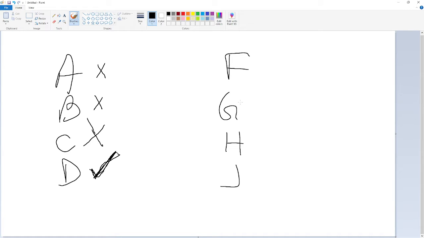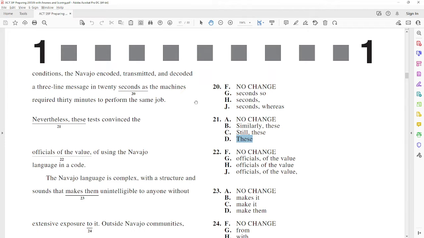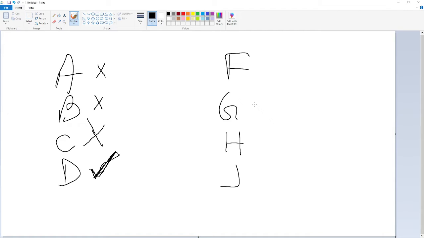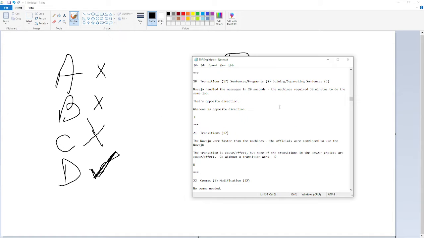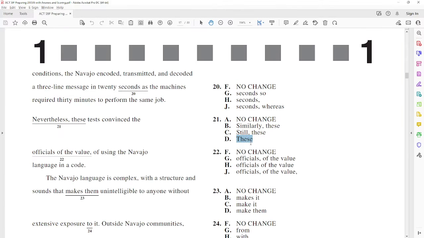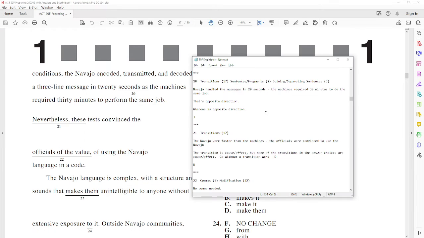Sometimes one of the options omits or deletes the transition word. So see if there's an option that deletes or omits the transition word, or maybe just check the last option and see if that one does. And if it does, see if omitting or deleting is right. All right, so that's 21, and it better be transitions, chapter 17, and the answer is D. We just deleted the transition.